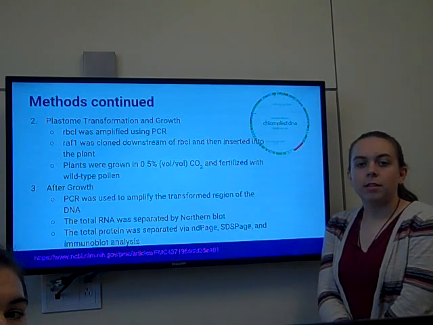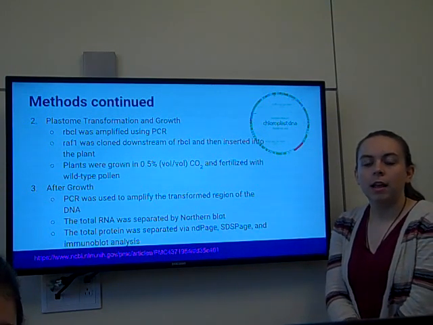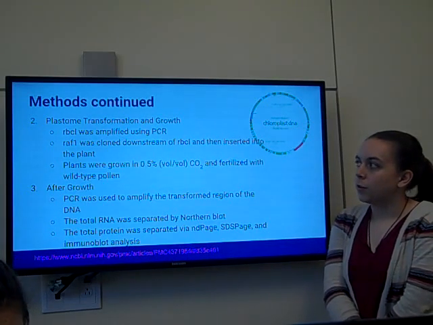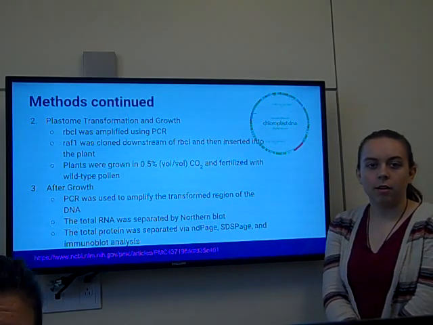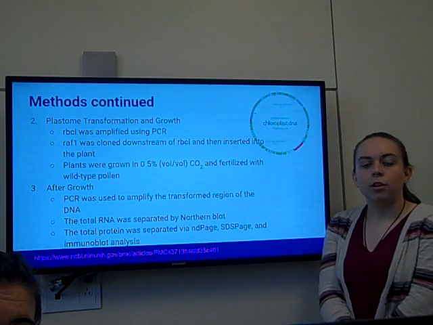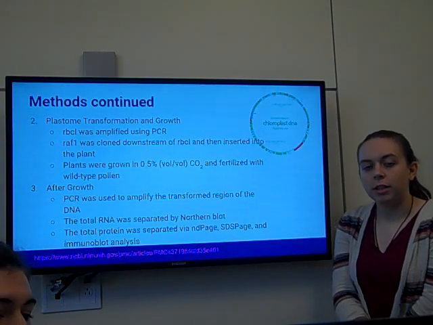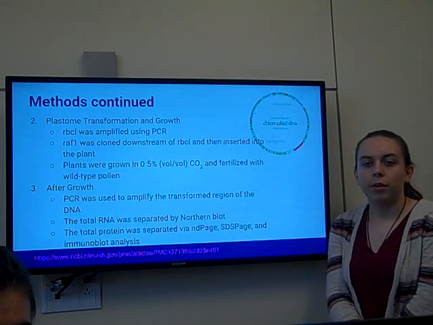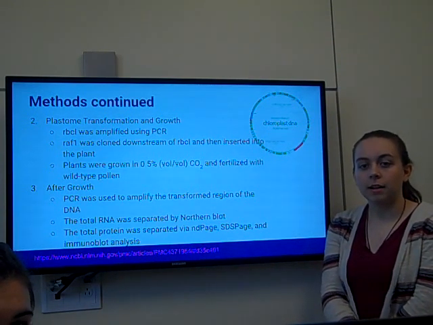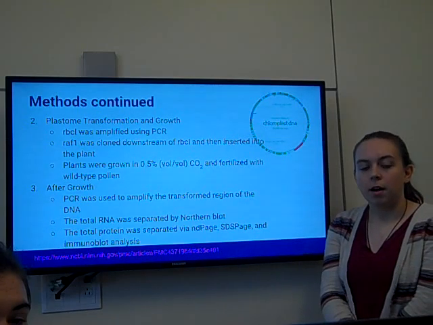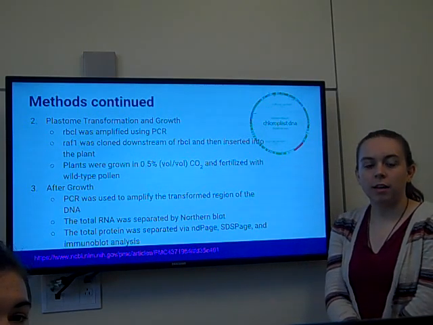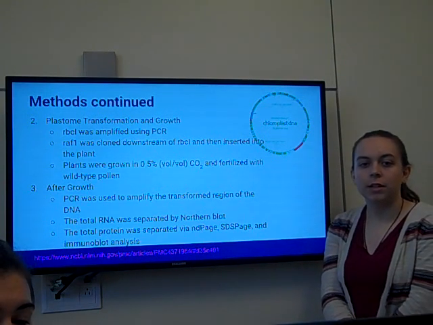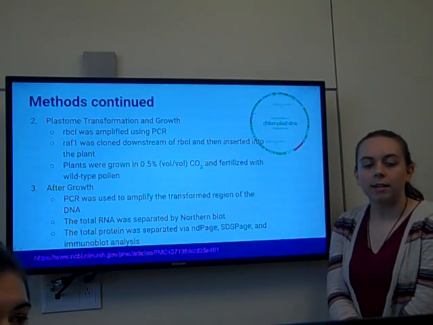The next thing they did was the plastome transformation. So a plastome is the DNA found in the chloroplast. So first they amplified, using PCR, the RbcL gene, and then they cloned the RAF1 gene downstream of this and inserted it into the plant. Plants were grown at 0.5% volume per volume carbon dioxide and fertilized with wild-type pollen. The progeny of these plants were then used in the research and to test the protein and the RNA content.